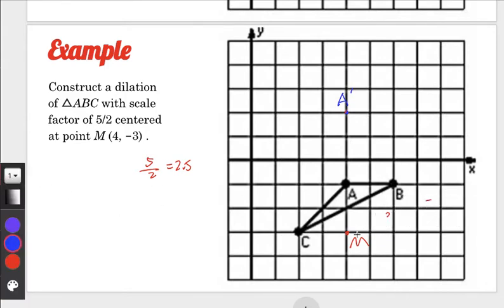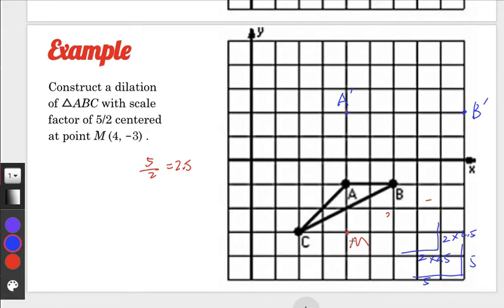So for M to B, it is 2 spaces on the right and 2 spaces up. I'm going to multiply each side by 2.5 or 5 over 2, as you want. That means we are going to end up 5 spaces on the right and 5 spaces up. So I'm just counting 1, 2, 3, 4, 5, 1, 2, 3, 4, 5. Then this is my B prime. Okay, so that's one way.